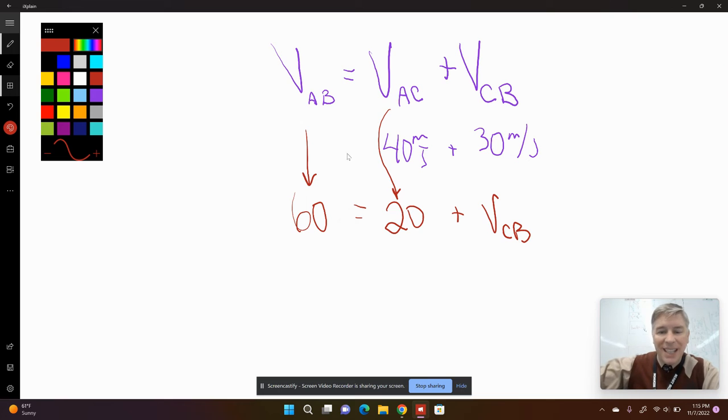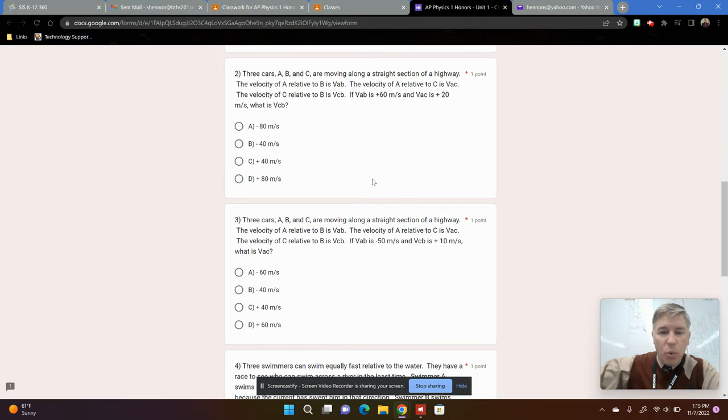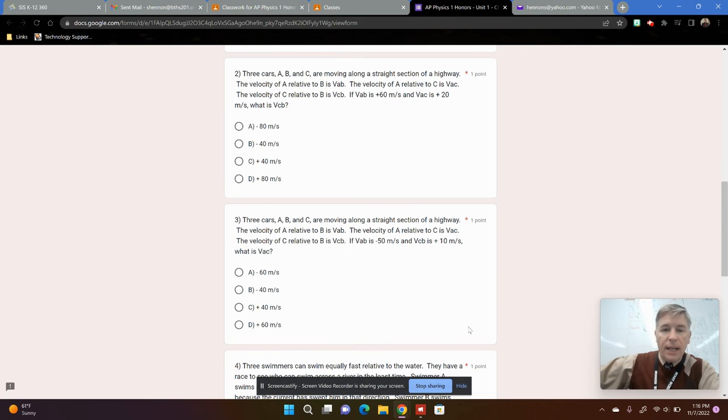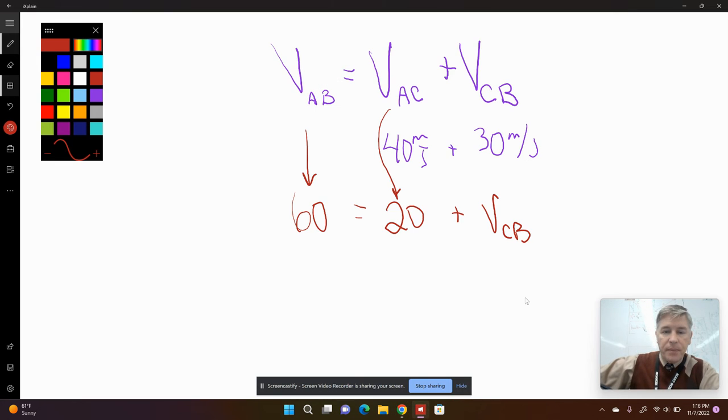So just keep that in mind of how you would actually do this. Once you write it like that, I think it definitely helps. So VAB 60, VAC 20. Okay. Now, another way to think of this, if I were to flip around the VAC, I could write it as the velocity of car C relative to A. So here's another way I can think of this problem. Okay. So this is my question.